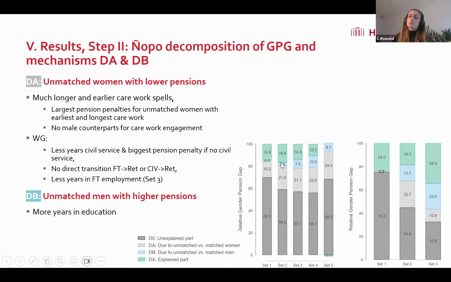Okay, and then lastly, this blue part here comes up, especially important in the Netherlands, because those men without counterfactuals in the group of women have higher pensions than those men that are matchable. And this is for these cohorts mostly driven by these unmatched men having much more years in education. So quite a selection here.